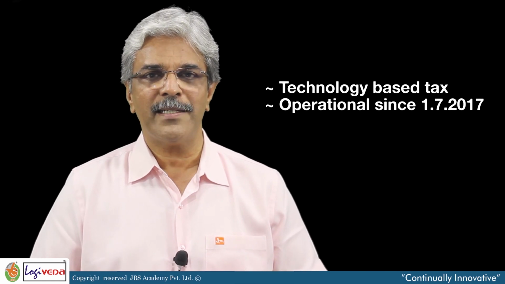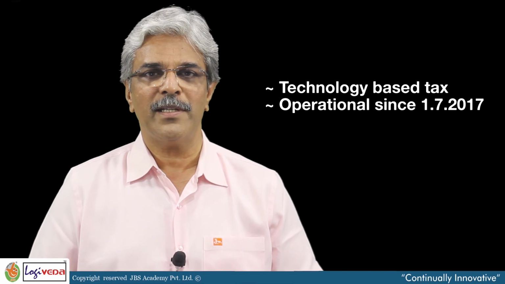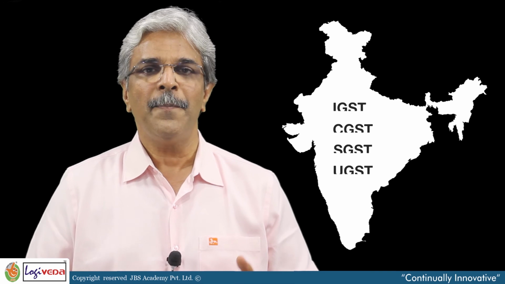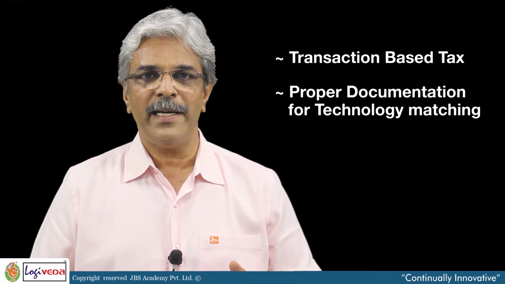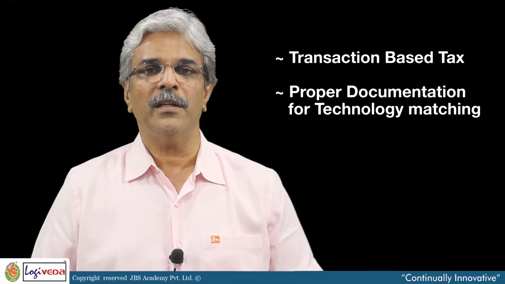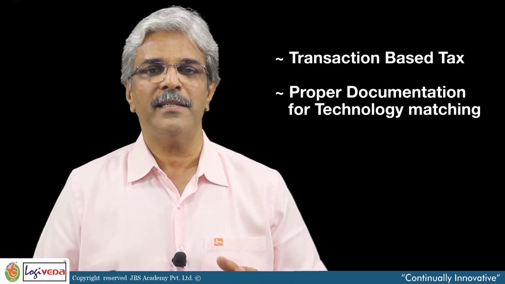To summarize again, it is a technology based tax. It became operational from 1st of July 2017. It has 4 different types of verticals: IGST, CGST, SGST and UTGST. It is a transaction based tax, a single tax, and for the custom broker, quality data entering and proper documentation is essential.